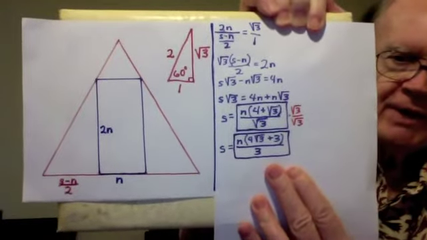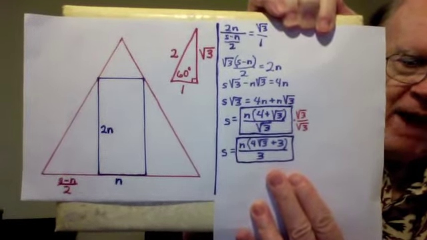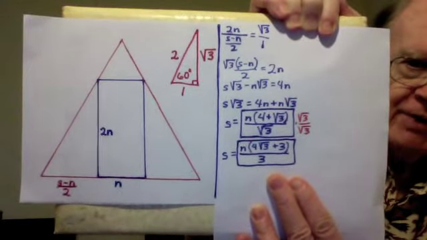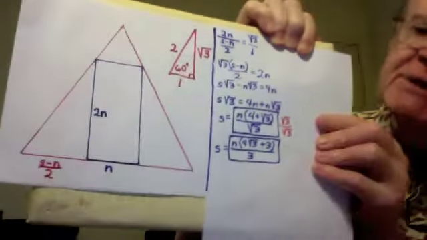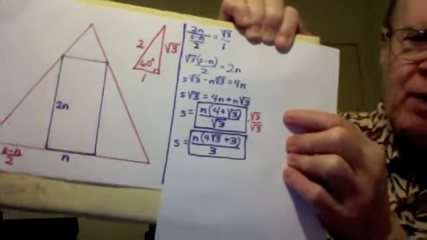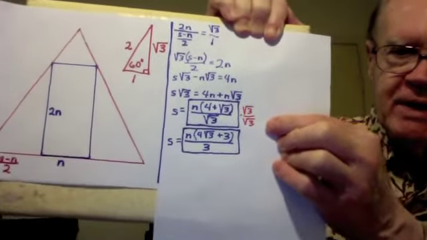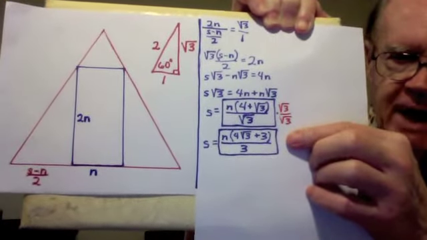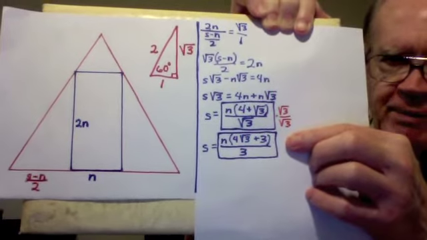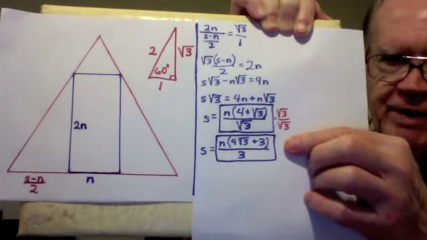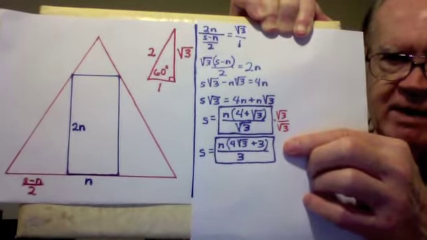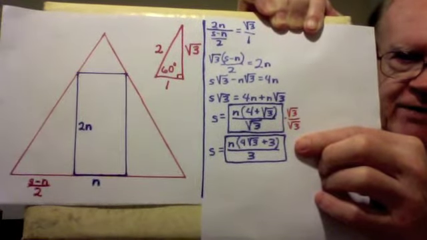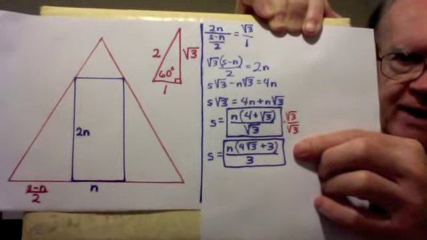I can write the answer in another good way by rationalizing the denominator, that is, getting rid of the root sign in the denominator. I do that by multiplying this expression by 1. I write 1 as root 3 over root 3, and I get another good answer. S equals n times (4 root 3 plus 3) over 3. So that answers the first question, giving the length of one side of the triangle in terms of n.